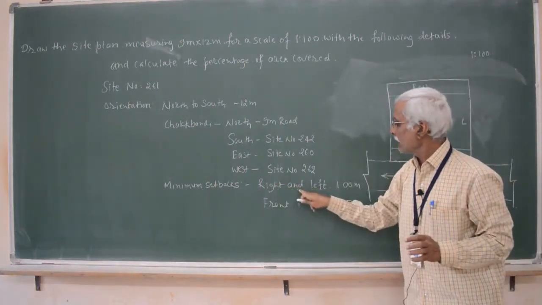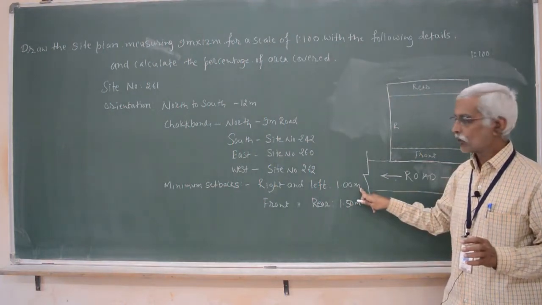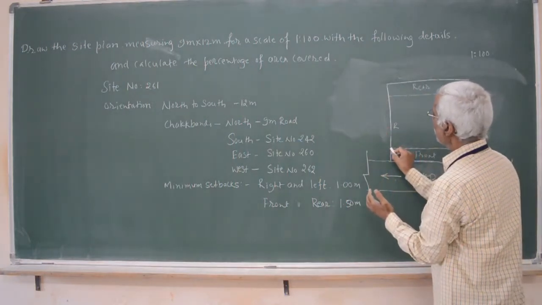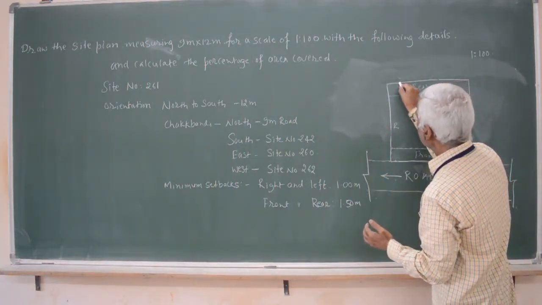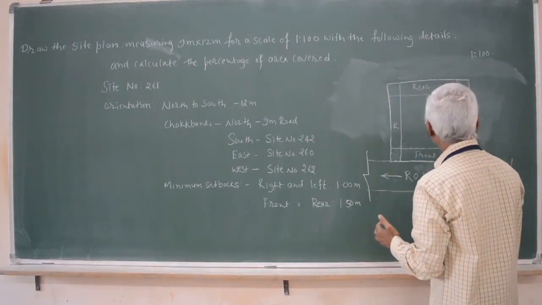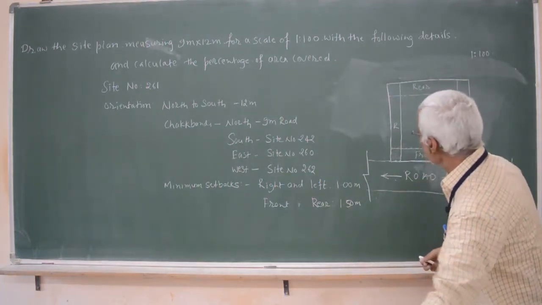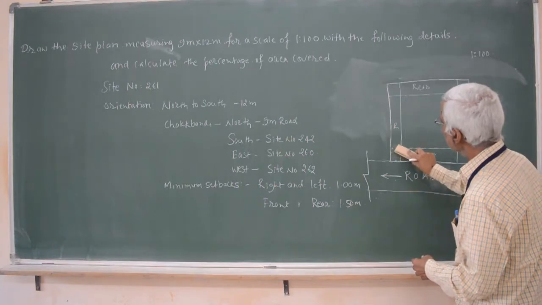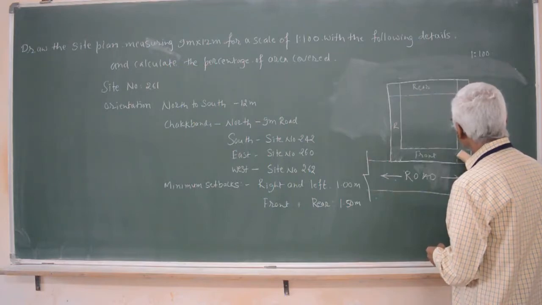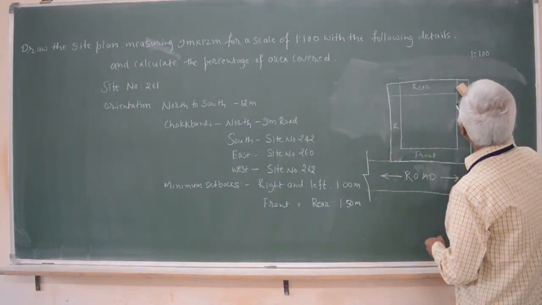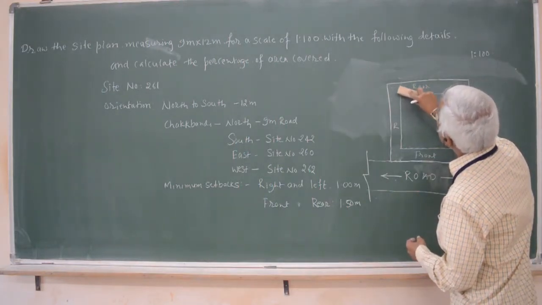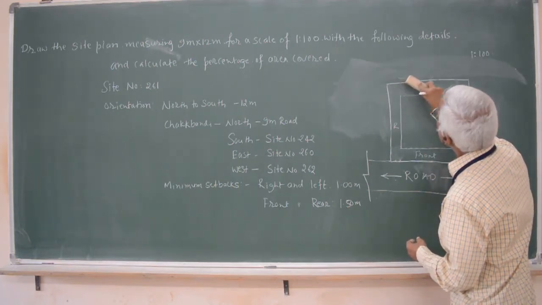Now what is your right and left setback? That is 1 meter. That means from this 12 meter side, from this side you have to draw one more line measuring 1 centimeter. Now after that, erase these lines. Erase these lines. Erase these lines. Now erase this line.